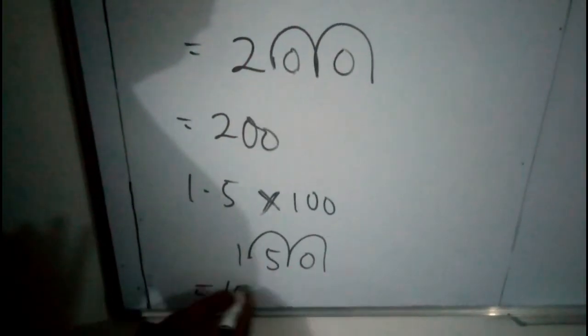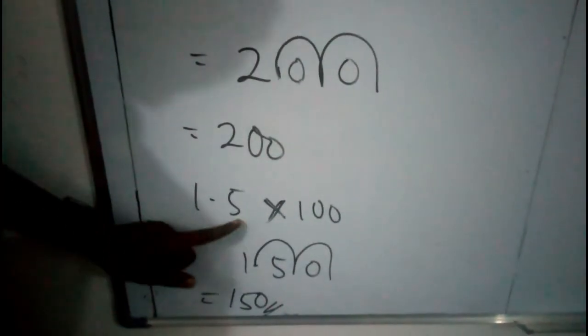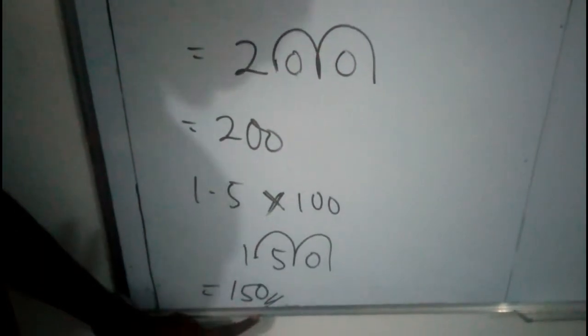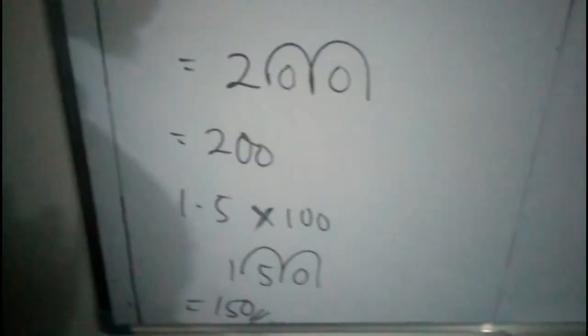We are going to the right 2 times, 1 and 2. I have one empty room here. I won't allow you to leave it that way. I will fill it up. So what's my answer? 150. So 1.5 times 100 is 150.